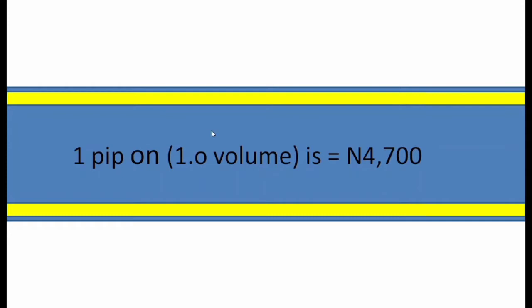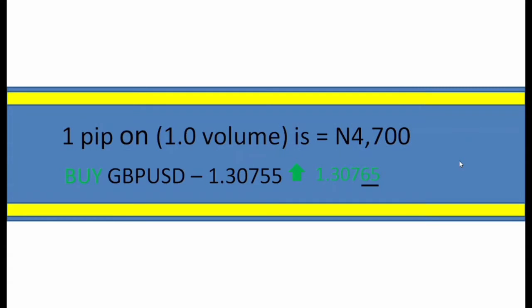So you see, if you enter a lot size of 1.0, and there is a 1 pip movement, if the exchange rate is 470 naira per dollar, then your value per pip will be 4,700.